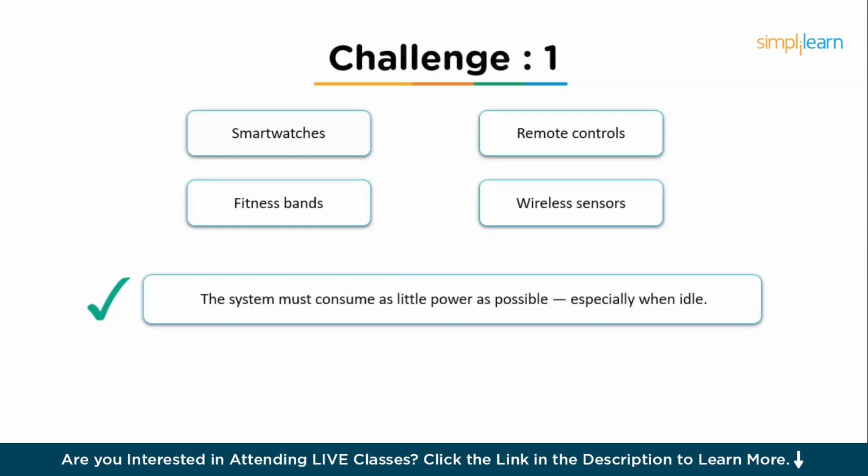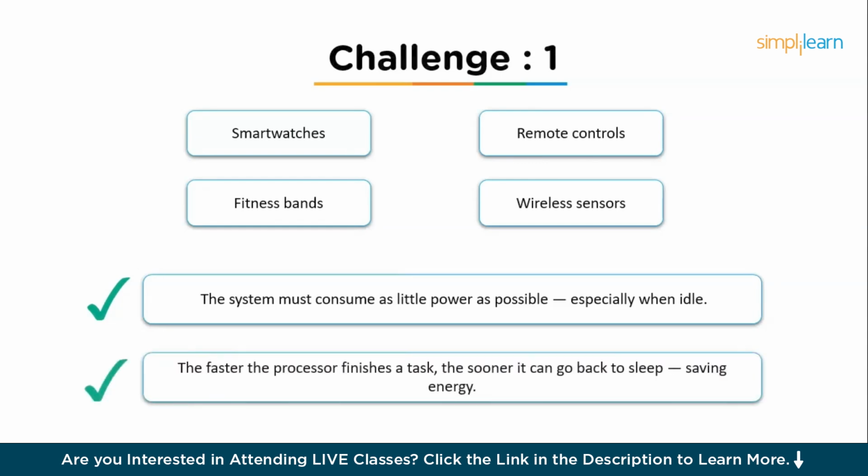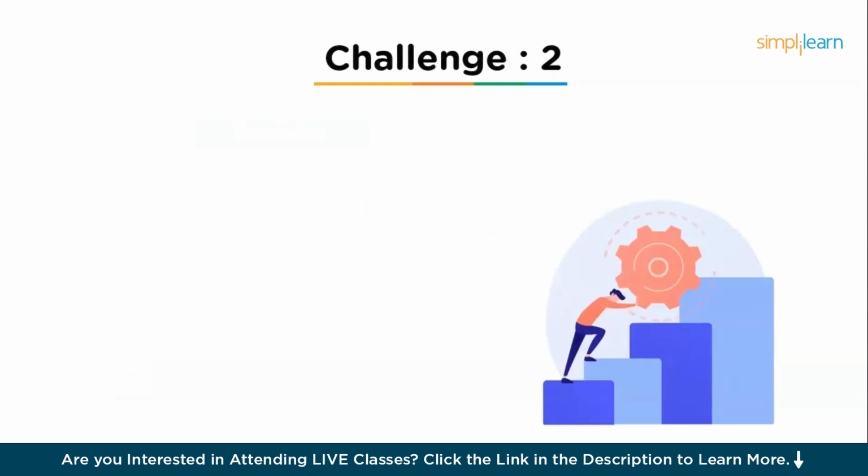That's why low power modes like sleep or deep sleep are used. Then we have to optimize the processing time. The faster the processor finishes a task, the sooner it can go back to sleep, saving energy. So in short, embedded systems must be smart about energy use. Every milliampere matters.